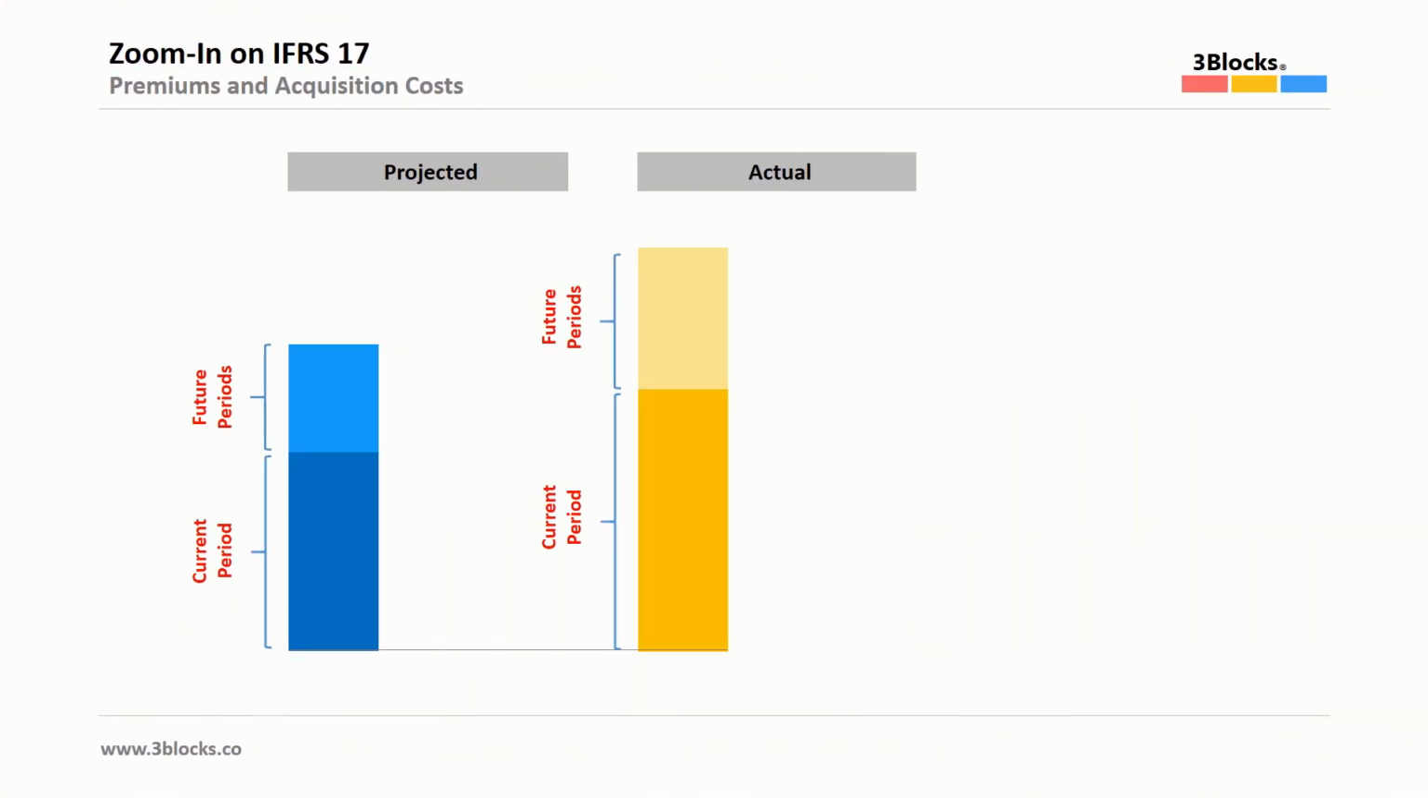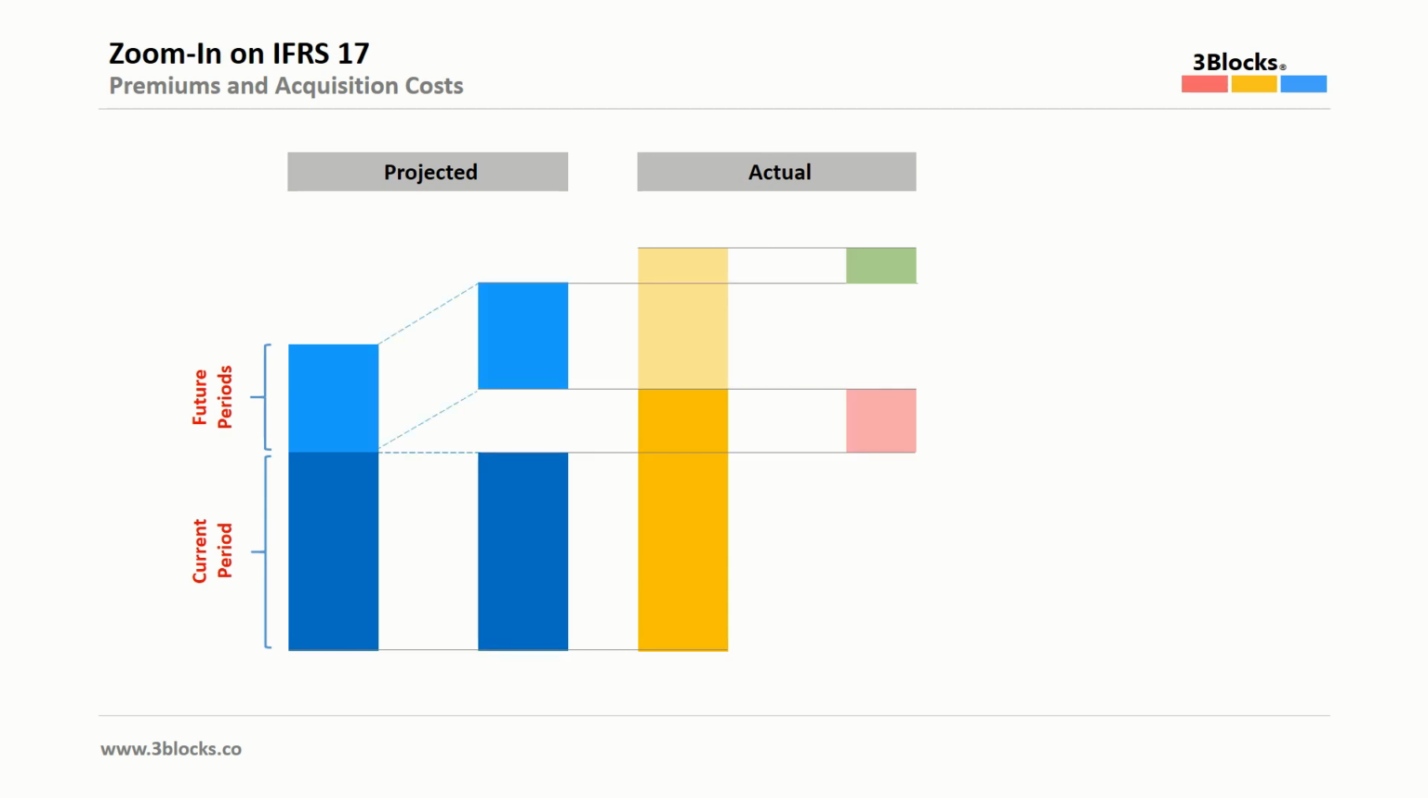Moving to accounting treatment, first we calculate what portion of premiums and acquisition costs relates to the future concerning both projected and actual amounts. Having performed the split, we may calculate the variances on these parts. The experience variance that corresponds to the future is accounted to the CSM, while the experience variance that is linked to the current service is recognized in the income statement.